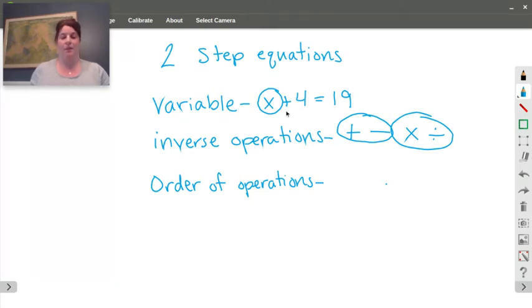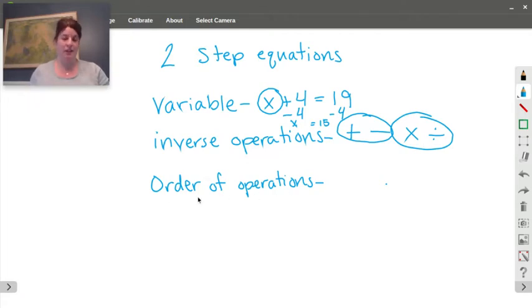So for example, when we have an equation like this one up here, where we're adding 4, the way to get rid of that 4 or to undo that operation is to subtract 4 on both sides of the equal sign. And then you end up with x equals 15. Okay? And then same thing with multiplication and division.